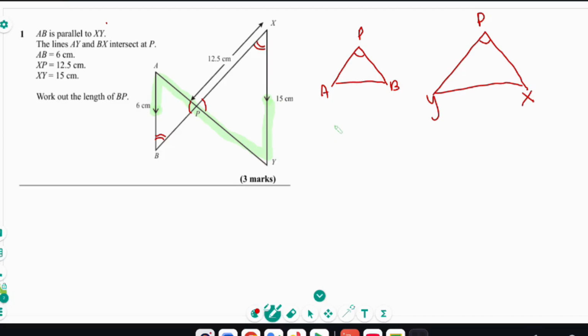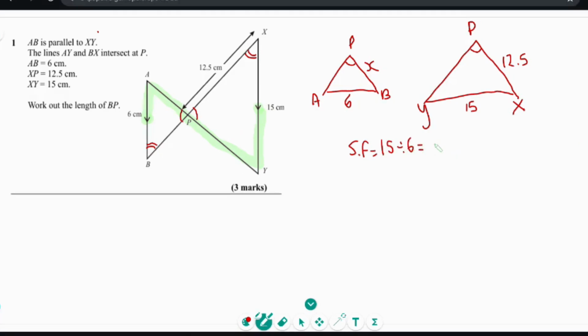Okay, so let's just label our sides. AB is 6. XP is 12.5. XY is 15. Okay, we work out the length of BP. So AB is similar to YX. So we can get our scale factor by using those lengths. 2.5. So to get from the small triangle to the big triangle, we're multiplying by 2.5. And to go back, we're dividing by 2.5.